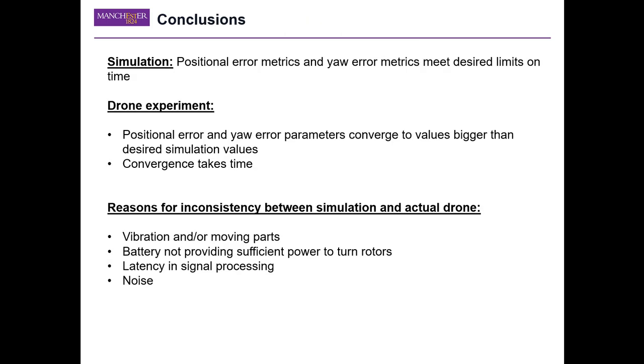We have designed a controller that works perfectly in simulation. Position and yaw error parameters converge to the desired values within the time limit. When the controller was used on the drone, it successfully navigated through the targets and landed safely at speeds of up to 60 centimeters per second.